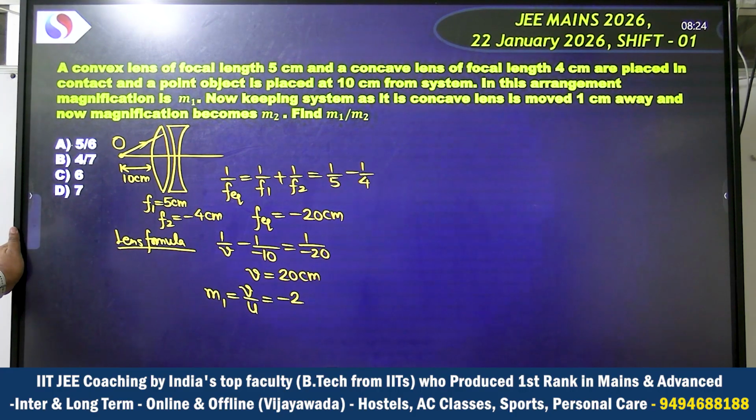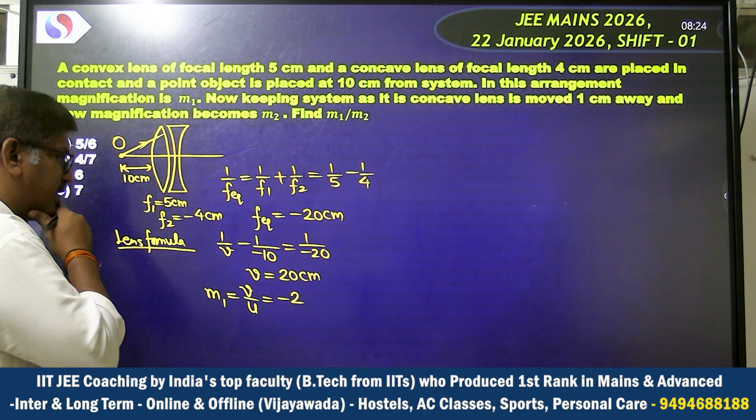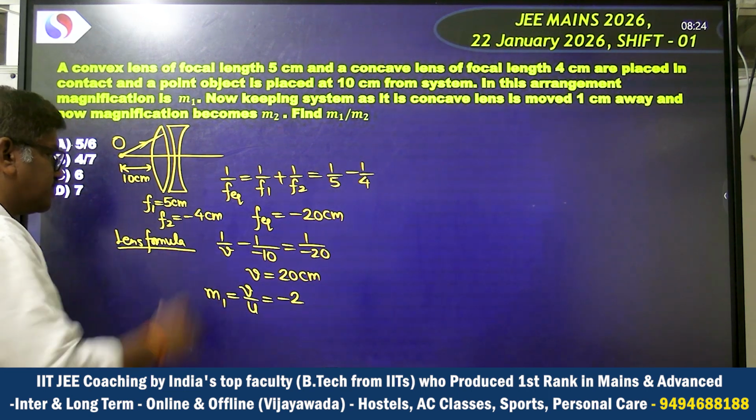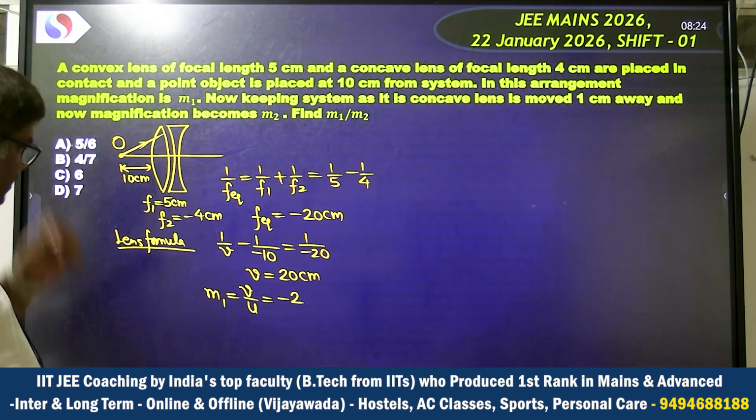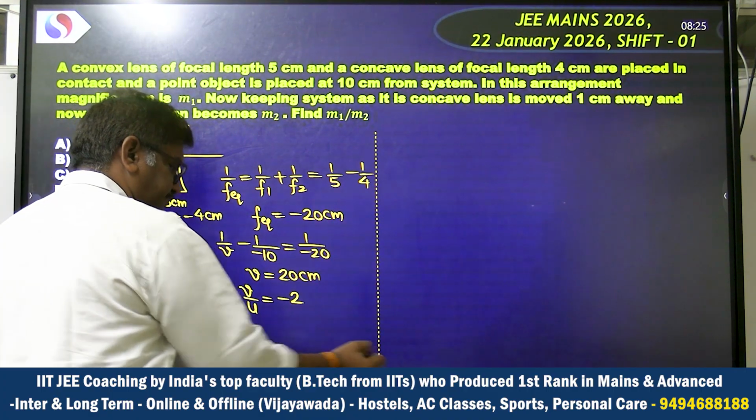Are all the calculations right? 1 by 5 minus 1 by 4 becomes 20. That's okay. Object is at 10 centimeter. That is also okay. Correct, minus 2. 1 by 10 minus 1 by 20 is 1 by 20 only. So V is plus 20. So V by U will give you minus 2. Okay, so that means second case.